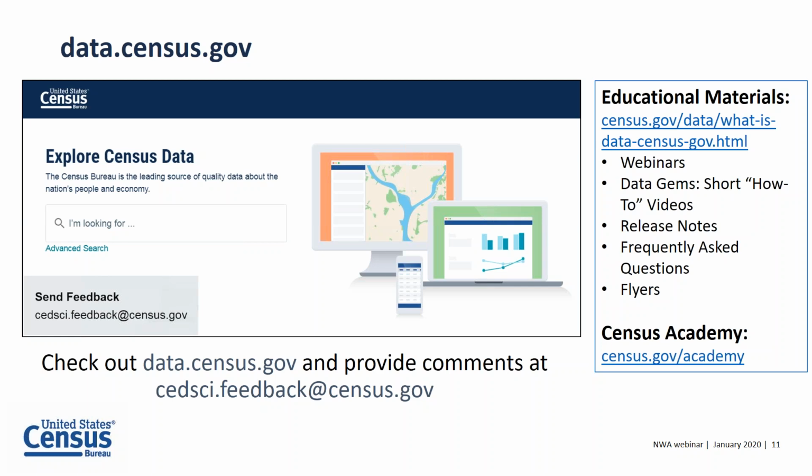American Fact Finder is actually in the process of being sunsetted, and it is being replaced with a brand new data tool called data.census.gov. This is going to be the only data tool that the economic census data are being released on, and it will be the only data tool, or the main data tool, that the decennial census data will also be released on. I would really encourage you all to check out this new website and to provide comments to us at the URL that I've provided, or the link I've provided here on the slide.